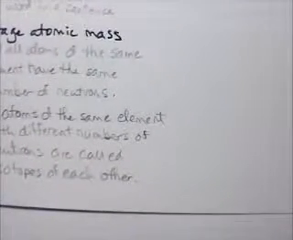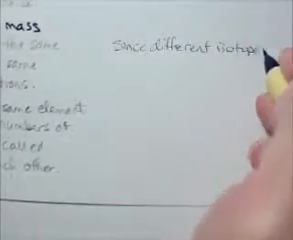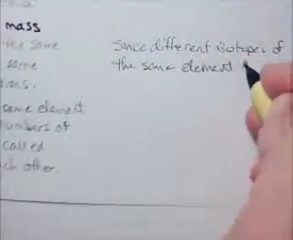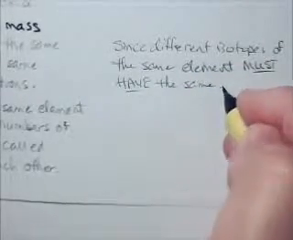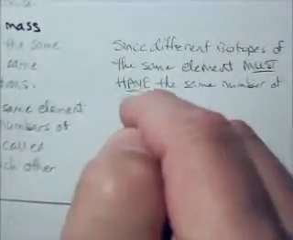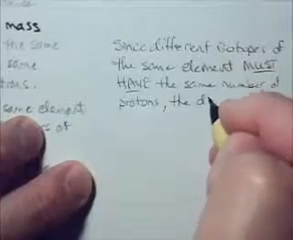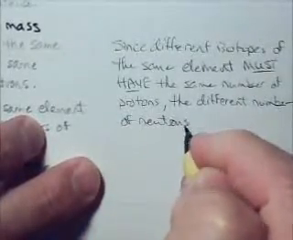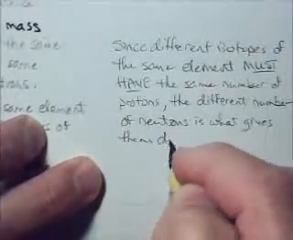Okay? All right, now. Since different isotopes of the same element must have the same number of protons, a different number of neutrons is what gives them different masses.